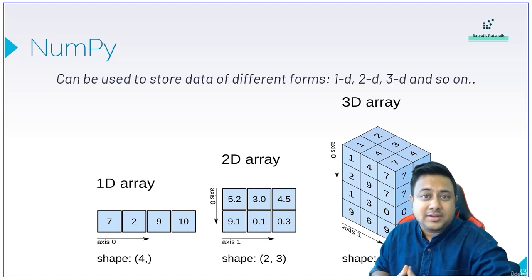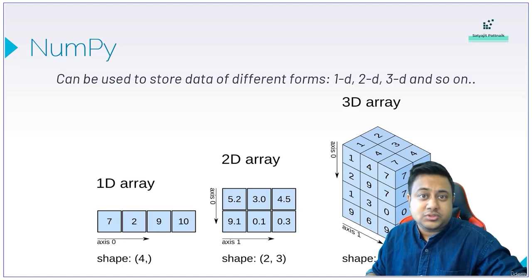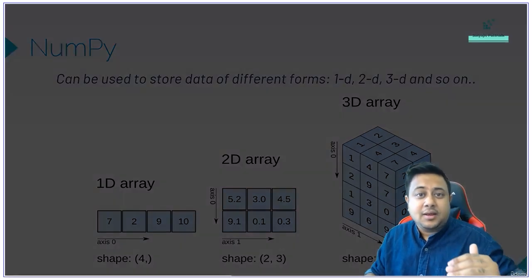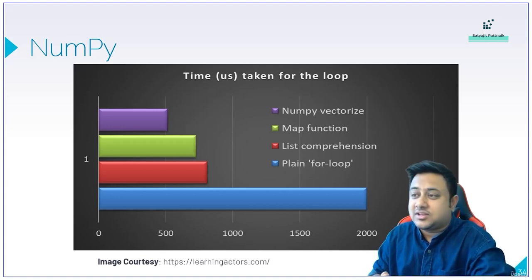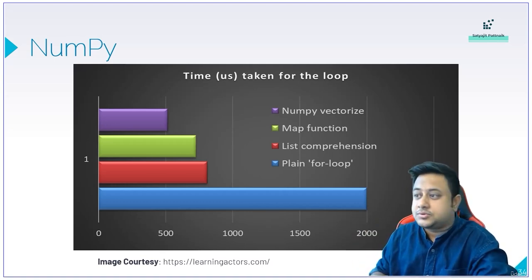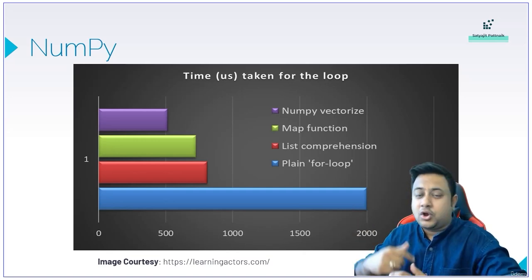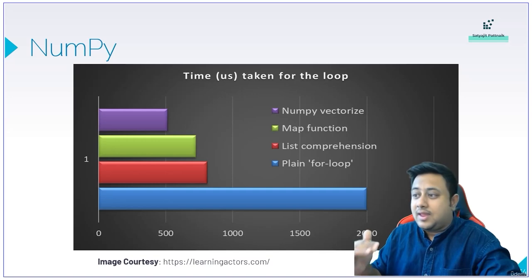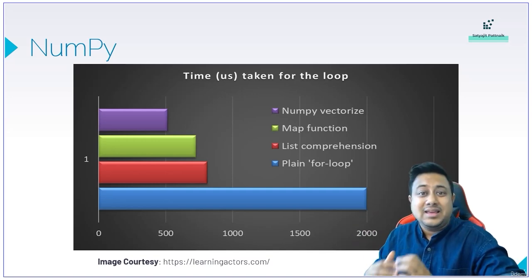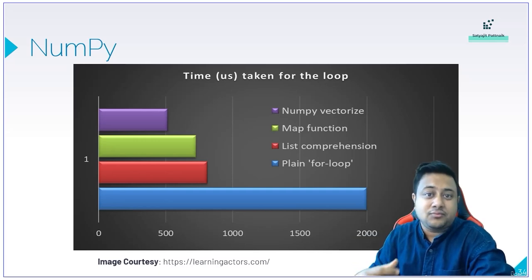It all depends upon the type of data, and if you are dealing with big data, your traditional approaches might take a lot of time. NumPy is way faster as compared to the traditional approaches. You can see in this graph the time taken for various loops. Plain for loop takes the maximum amount of time because it's a very traditional approach. It goes through each and every item iteratively. Then comes list comprehension, then comes map function, and NumPy has been experienced to be the most effective when it comes to time taken.